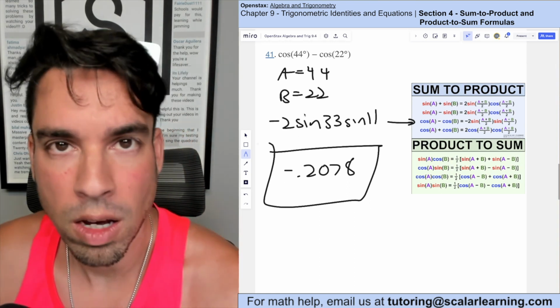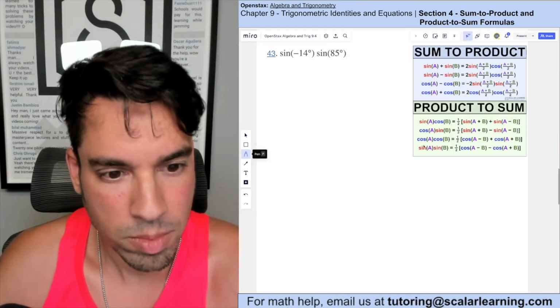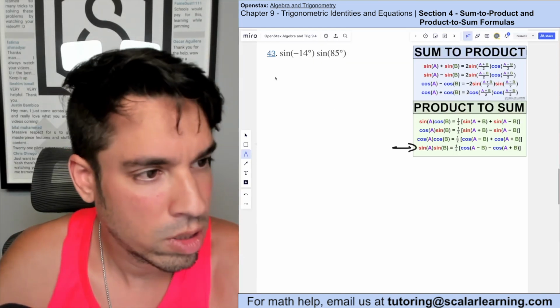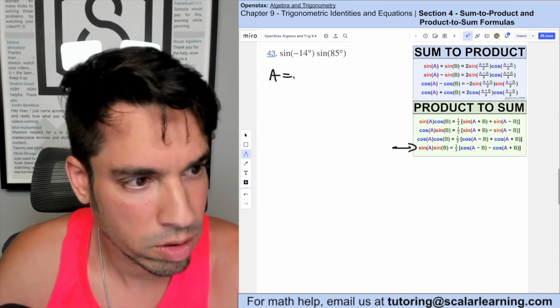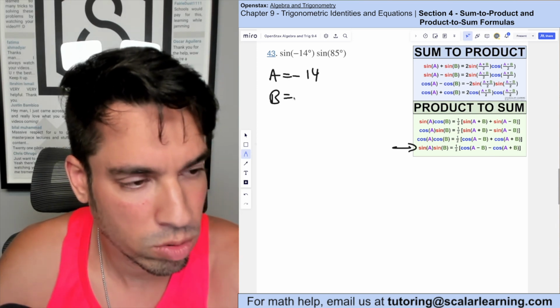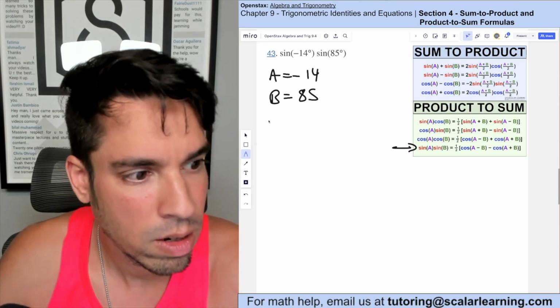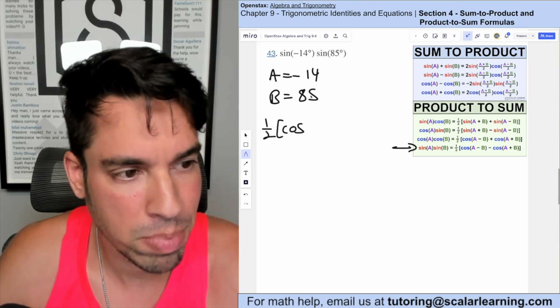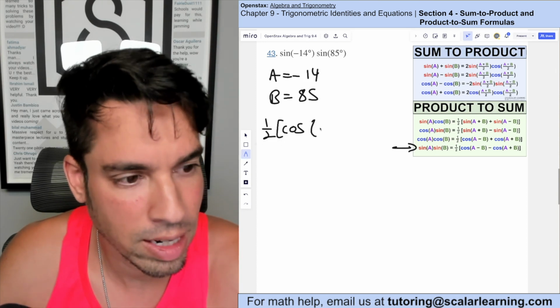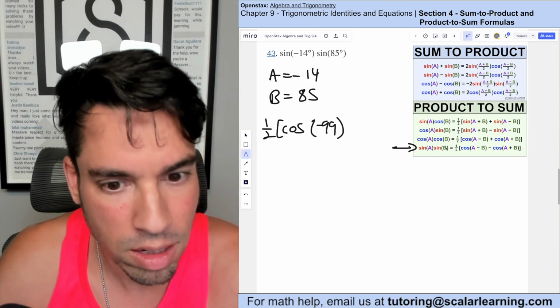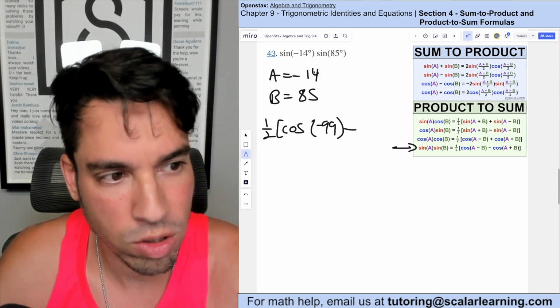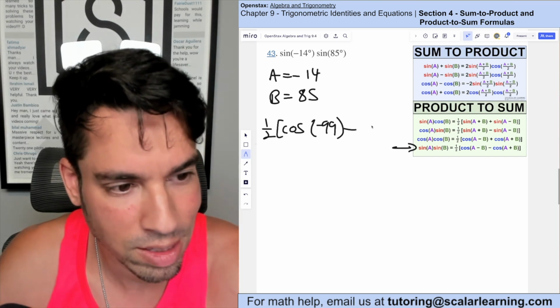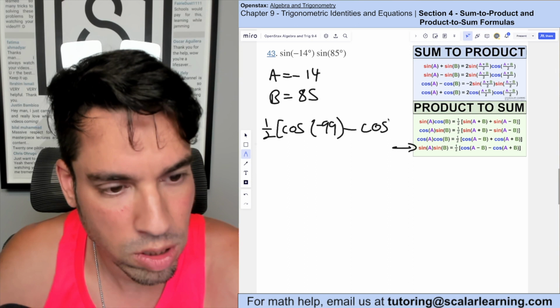Boom, done. For this one, we got sine times sine, and we're converting it to the sum. So let's do that here. So we got A equal to the first angle, negative 14, B equal to the second angle, which is 85. So then we got 1/2, and then we got cosine of A minus B, that's negative 99, and then minus cosine of A plus B. So negative 14 plus 85 is 71. So we got minus cosine of 71.